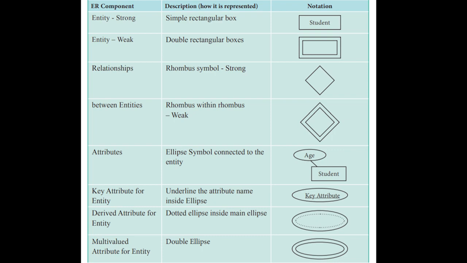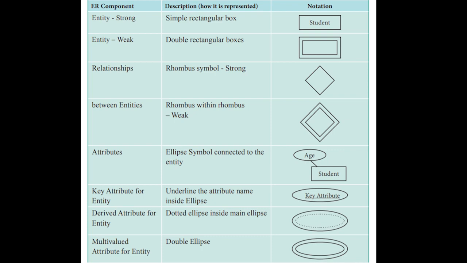Can you see the age there? That age is the attribute to the entity student. Student's age we are calculating. That is an attribute, right? So the ellipse symbol connected to the entity is the attribute. Understood? The next one, key attribute for entity: underline the attribute name inside the ellipse. That is a key attribute. We have studied key attributes, right?